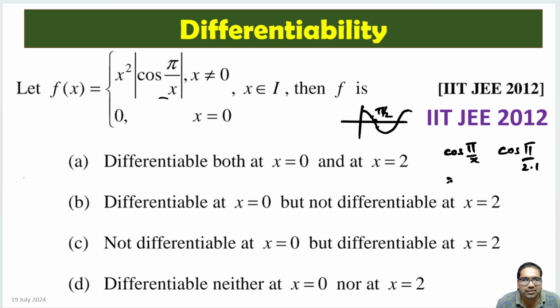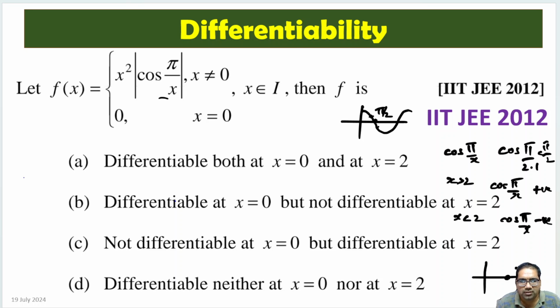So, when x is greater than 2, then pi by x is lesser than pi by 2. For example, pi by 2.1 is less than pi by 2. That means cos of pi by x is positive. Similarly, when x is less than 2, cos pi by x is negative. So what we are saying is, if this point is 2, then cos pi by x looks something like this. When x is greater than 2, it is positive. When x is less than 2, it is negative.